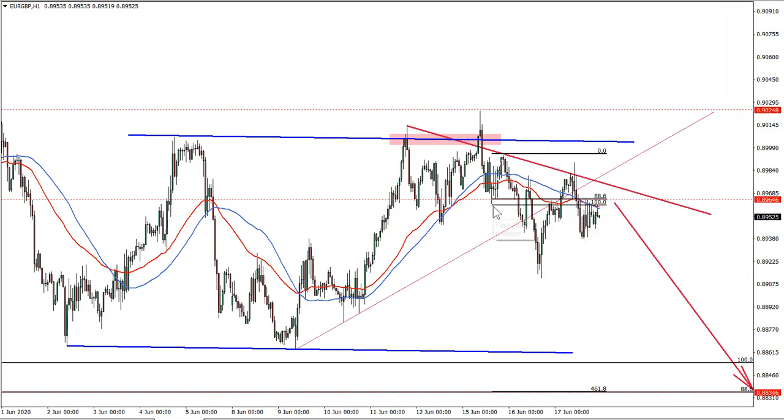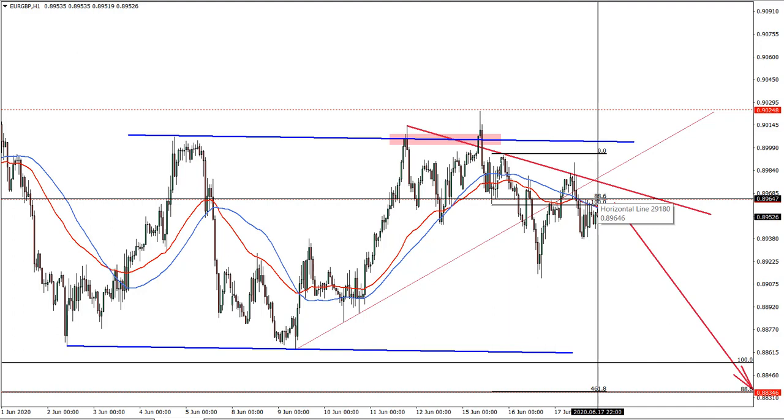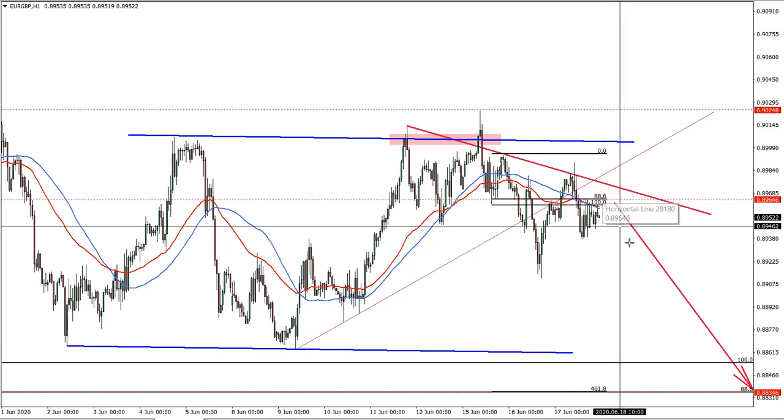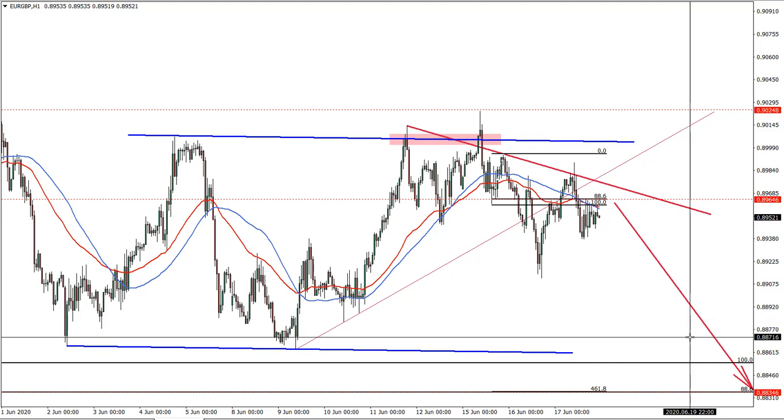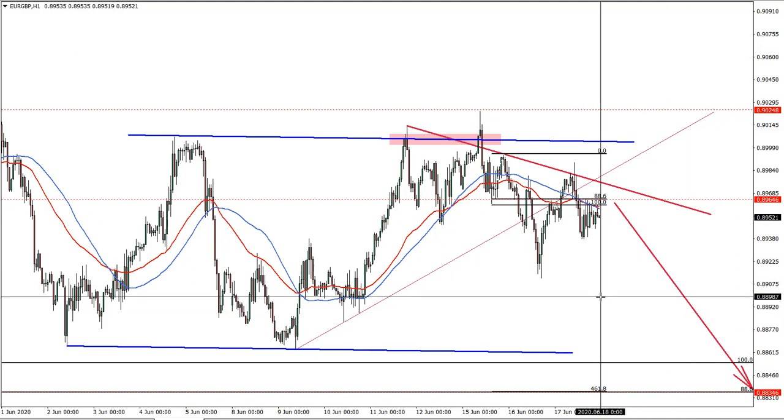Besides, I have applied these FIBs here, which we used for the target, and we have the 88.6% retracement level, which was cleanly rejected today. This is very good, considering that we expect the move to the downside. So this is a very good confirmation that the price might continue going down.